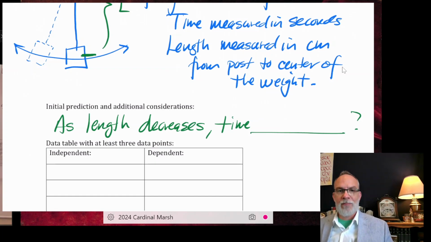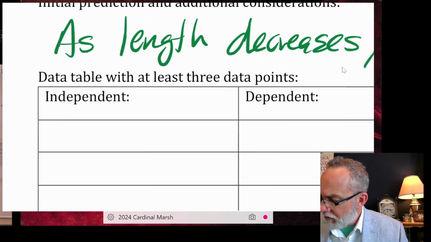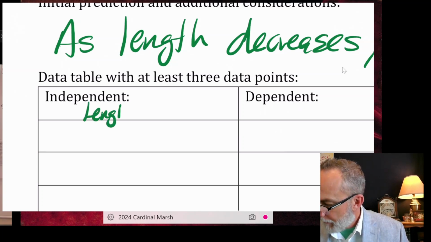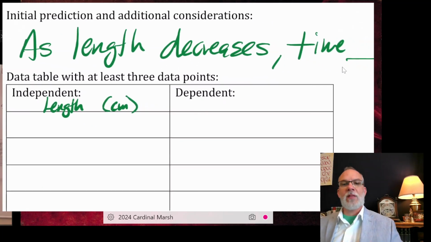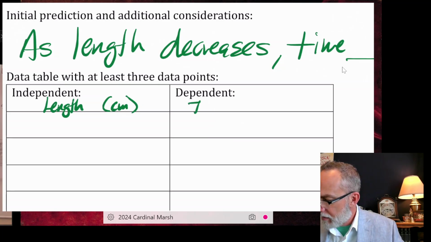Decide right now. So you've got three answers. Time either stays the same, time will increase, or time will decrease. You decide what you want to do. Now, the independent variable is going to be the length. We're going to measure it in centimeters. The dependent variable, the thing that responds to what we deliberately change, is going to be the time. That's going to be measured in seconds.